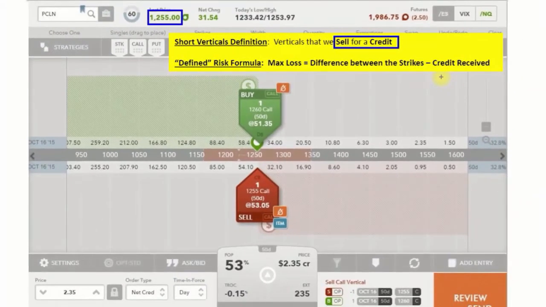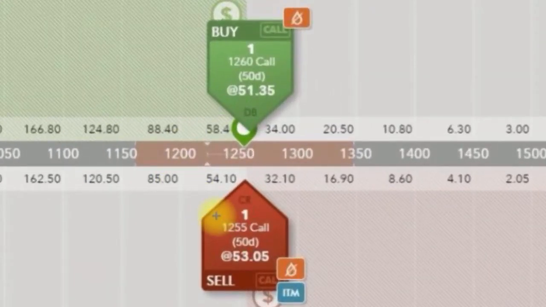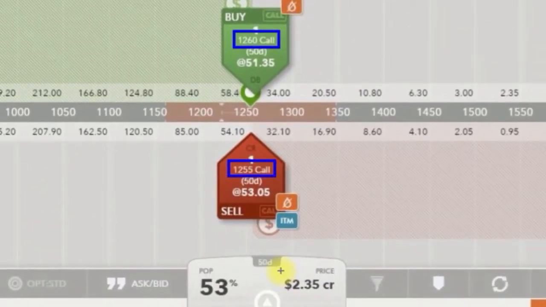What does that mean? Well, let's first take a look at how this vertical is set up. Here's a $12.55 call. In this case, we're going to sell the $12.55 call just like we did in our example of $100. And we're going to buy the next one up, which in this case is the $12.60 call. So we're selling the $12.55 call and we're buying the $12.60 call for protection. And by doing that, it's going to define our risk, as I'll show you in a second. And when we do this, we are selling it for a credit of $2.35. Okay, so let's go to the next page and really break this thing down.